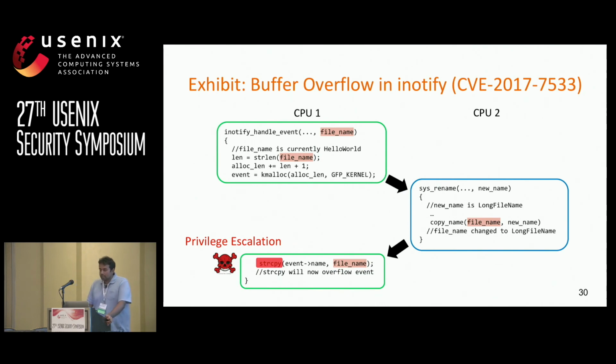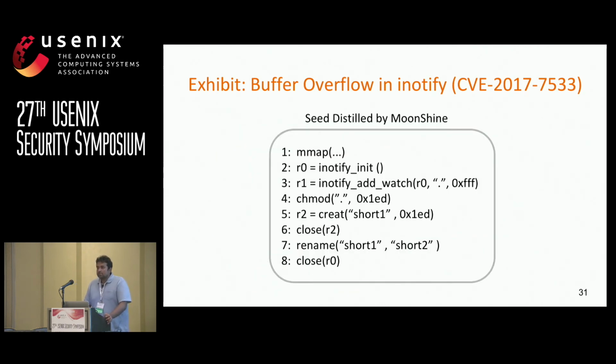So how did MoonShine actually help find this bug? This is the program which caused the bug, and it is a distilled seed that MoonShine generated from one of our LTP traces. The calls responsible for the bug are the inotify_add_watch, close, and rename. The actual race condition was between close and rename, and Syzkaller induced this bug by executing these calls in separate threads, which it will often do to find racy bugs.